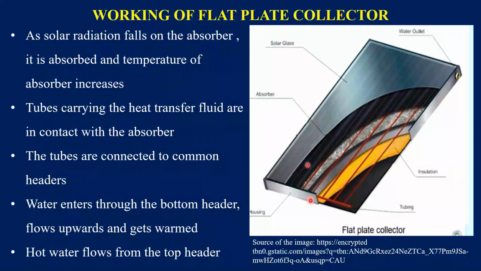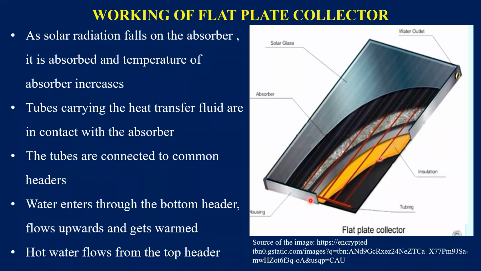This is what the flat plate collector actually looks like. This is the transparent glass cover, and below this glass cover there will be a black-coated absorber plate, and under the absorber, in contact with it, there will be the tubes carrying heat transfer fluids, and under that there will be insulation. Here tubes are connected to a common header, so we can see it.